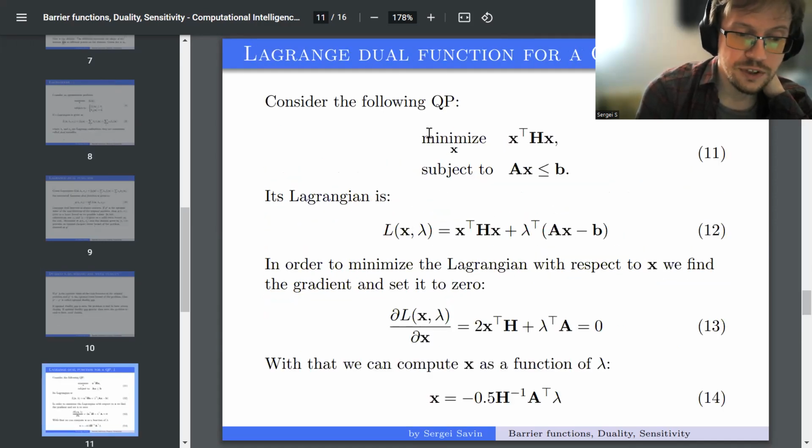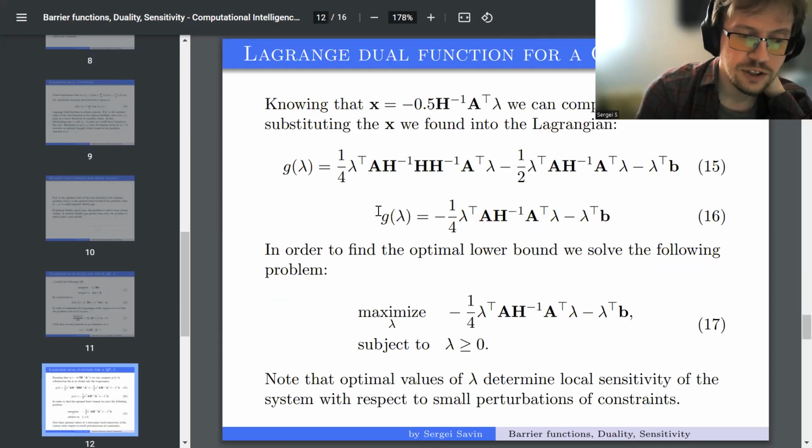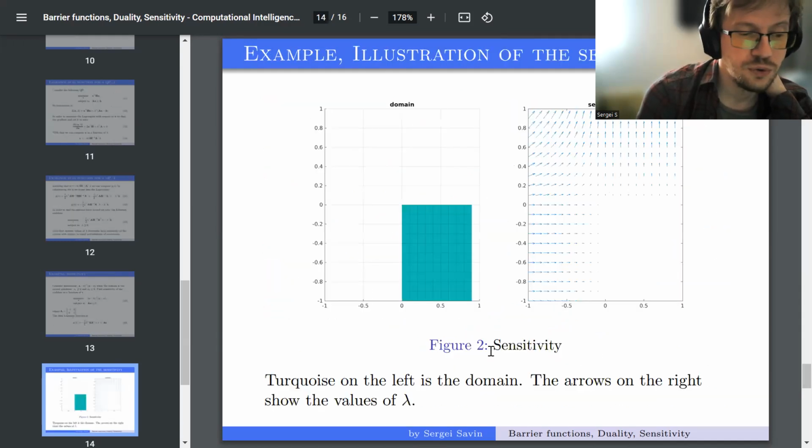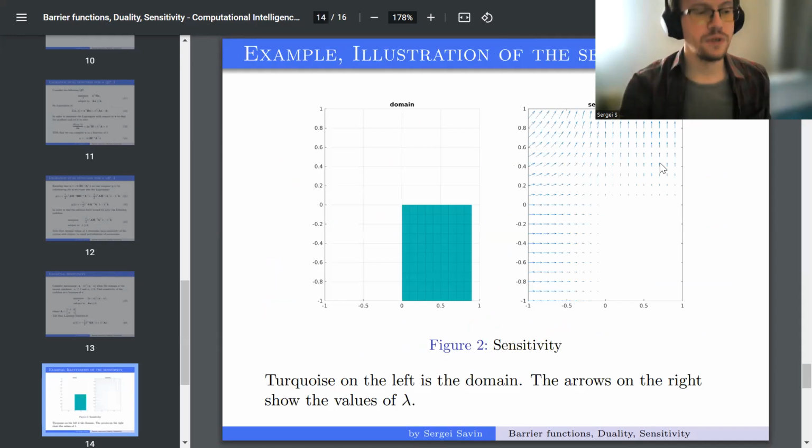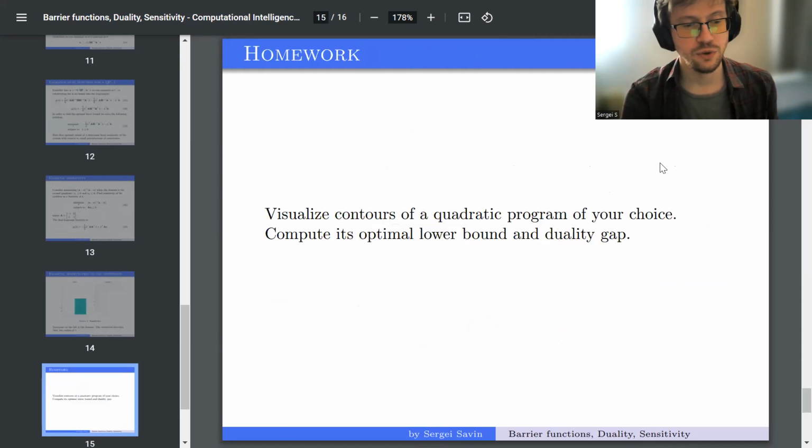And for something like QP, you can see it is actually quite easy to find a Lagrange dual function. Here is a Lagrange dual function. And you can try to solve it. And the solution will, for free, give you sensitivity analysis tools. So that is that. That is all I wanted to show you today.